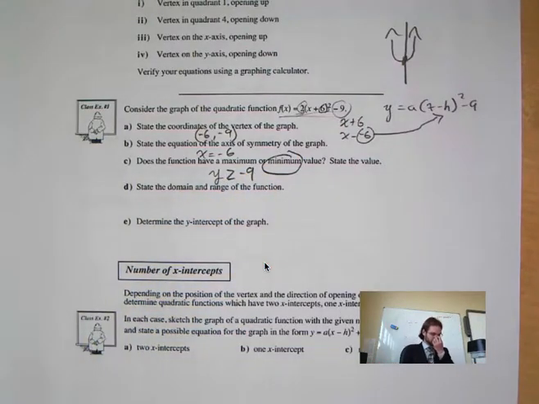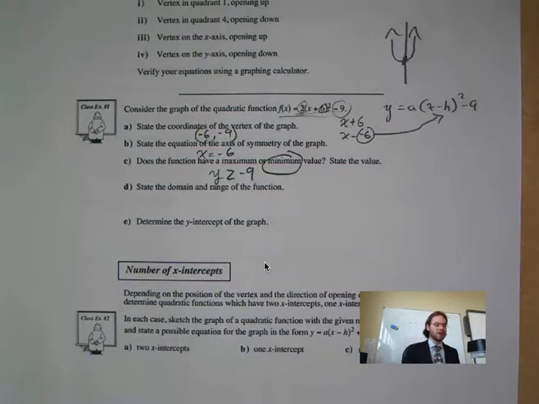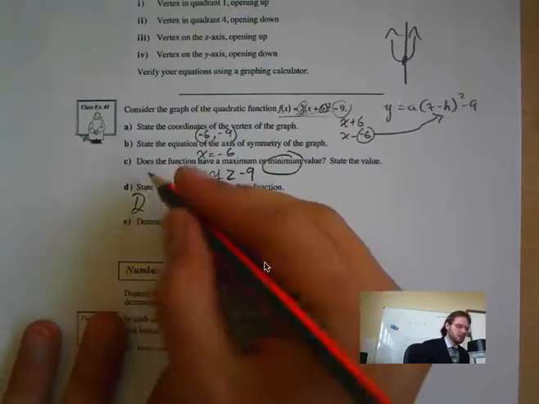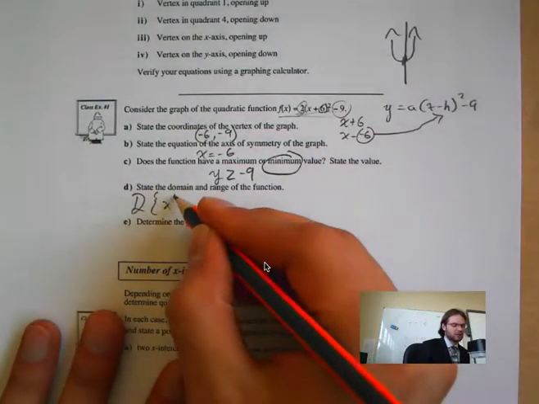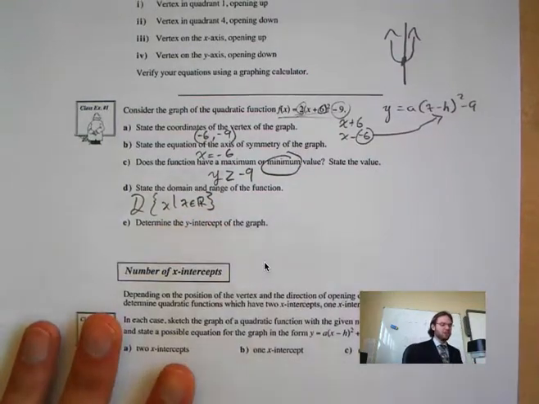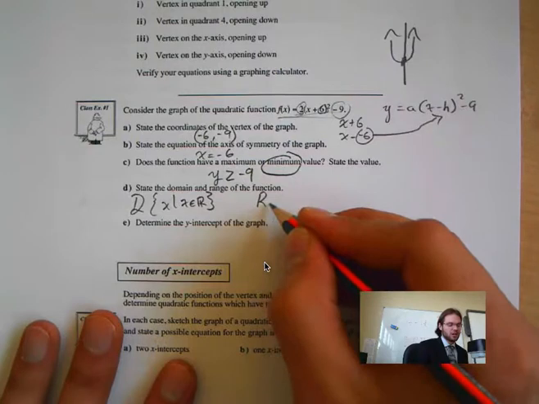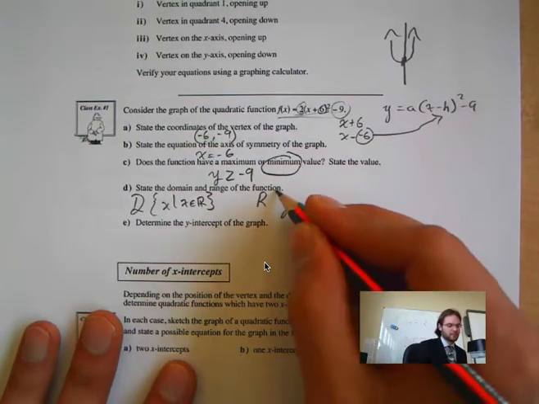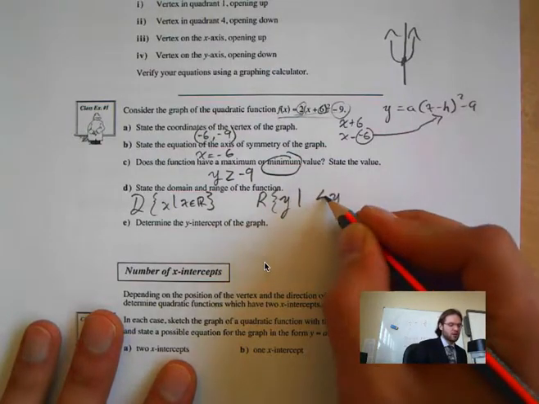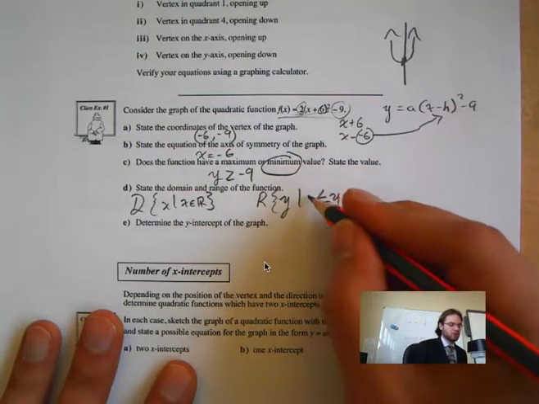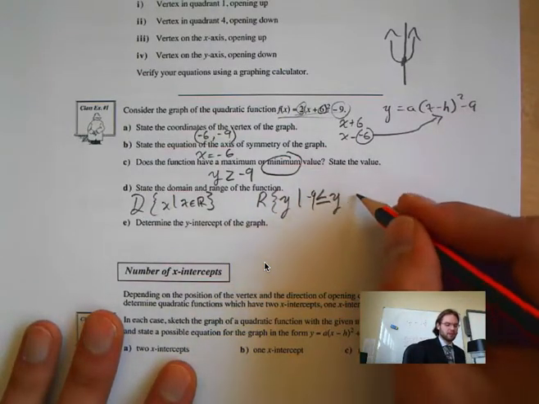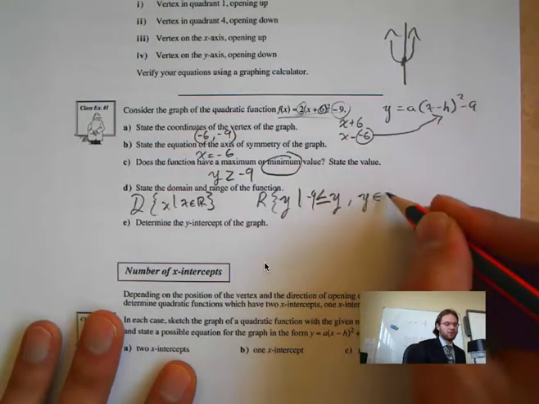Okay? Now it says, state the domain and range of the function. My domain is easy. Domain for any quadratic is x such that x is an element of, or x belongs to, all real numbers. And for my range, looking at y, y such that y is greater than or equal to negative 9, because that's my minimum, and y is an element of all real numbers.